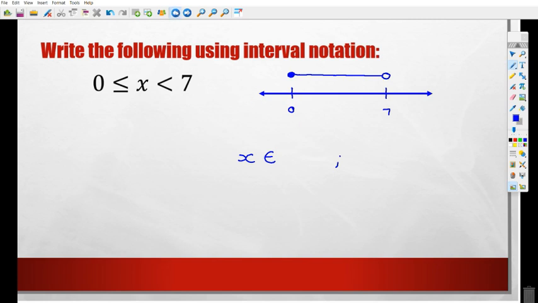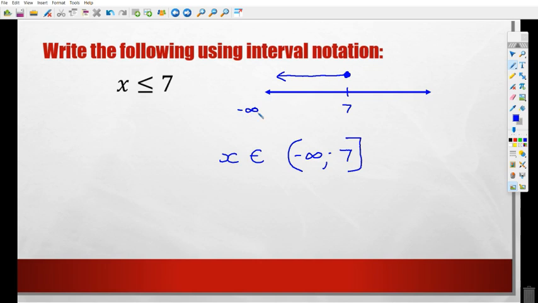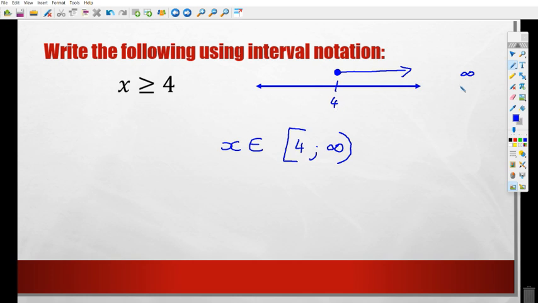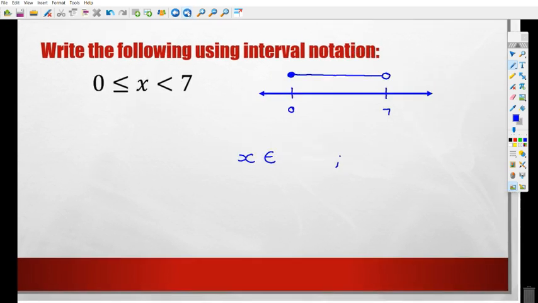In the previous ones, it was between negative infinity and 7, and between 4 and infinity. So there's always two values that x is in between. Here, x is in between 0 and 7. Which one's the smallest one? 0, and the biggest 7. The smallest one always goes on the left and the biggest one on the right. So you read it from left to right: 0, 7.